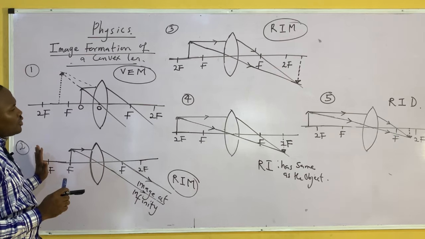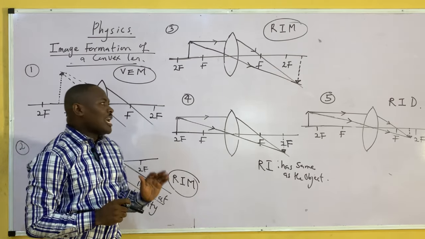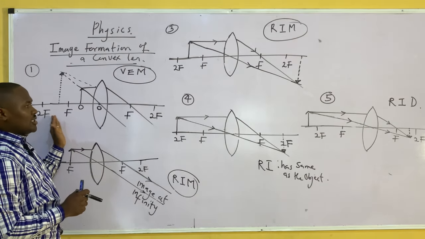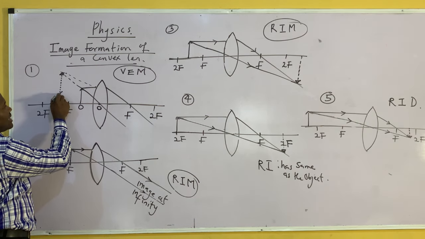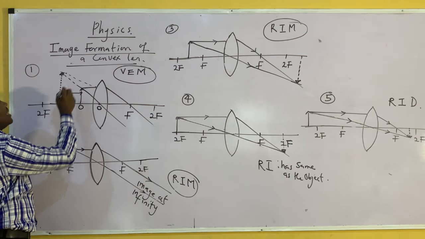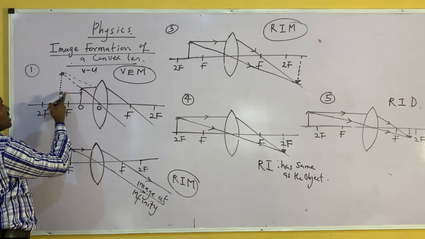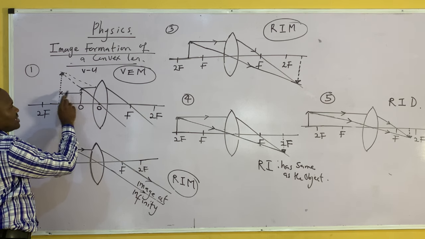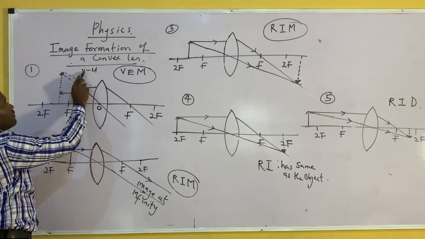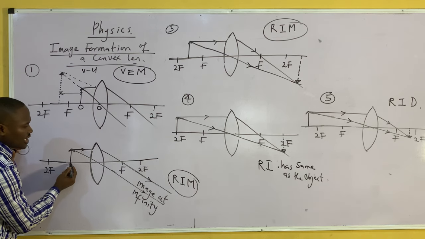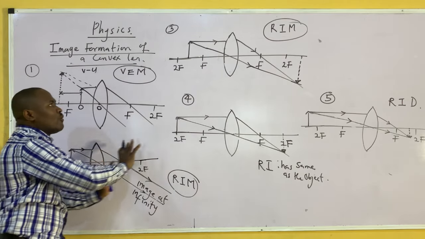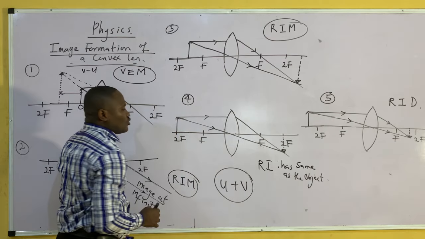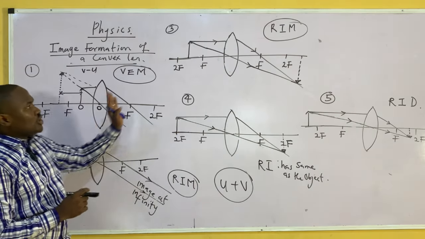That means every other case will be a real image, and the real image is inverted, but the virtual image is erect. Now remember, the distance between image and object is V minus U. But the distance between the image and the object in any of these other cases will be gotten by U plus V.